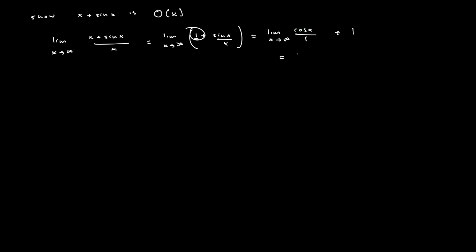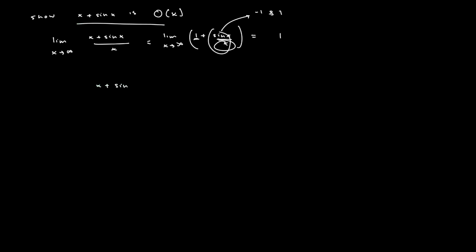Actually, sorry, we don't actually even need to use L'Hopital's rule. Sine x is always bounded between -1 and 1, and then this is going to tend towards infinity. So this is actually not an indeterminate form. This is clearly saying that this limit will become 0, so our total limit is equal to 1. Therefore, because the limit evaluates to a constant 1, x plus sine x is big O of x. So you can write x plus sine x is equal to big O of x. Alright, so we showed that.